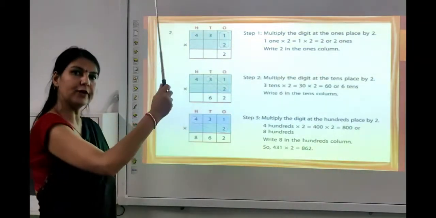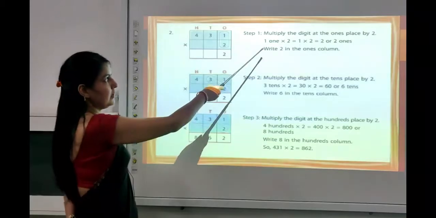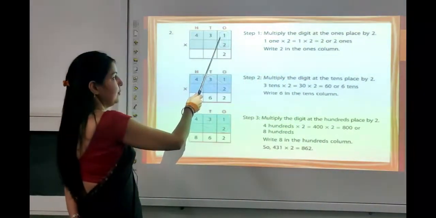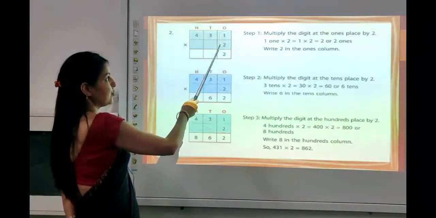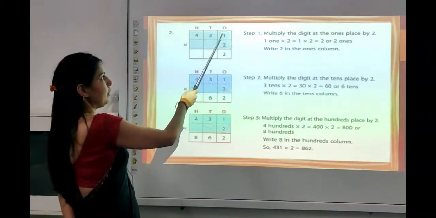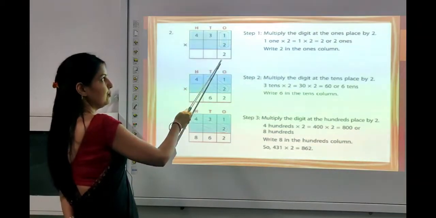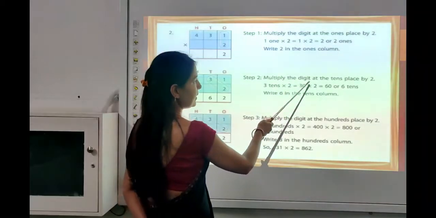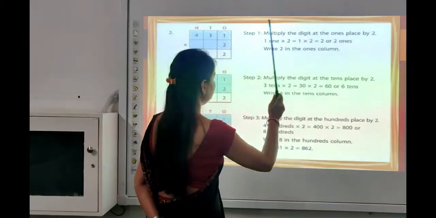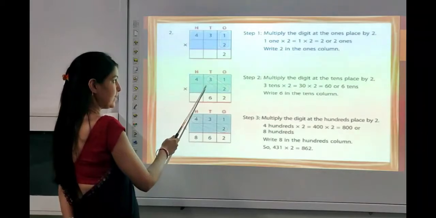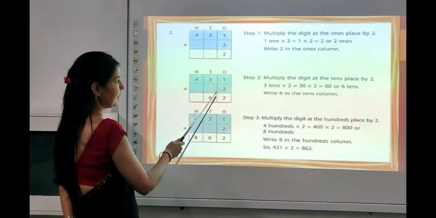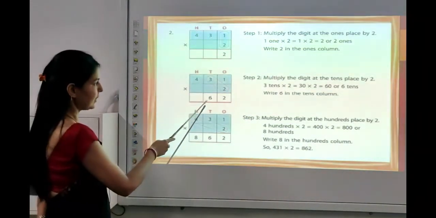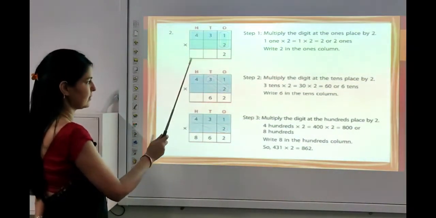We have to follow some steps again. Step 1. Multiply the digit at the ones place by 2. Here 1 is at ones place, so we are going to multiply 2 by 1. It will be 2. 2 ones are 2. Step 2. Multiply the digit at the tens place by 2. Here 3 is at tens place, so we are going to multiply 3 by 2. 3 twos are 6. So we are writing 6 at tens place.